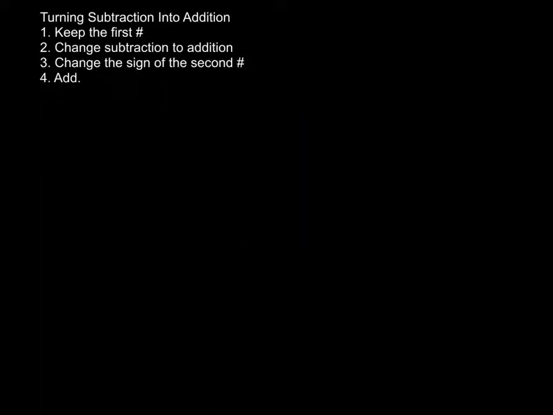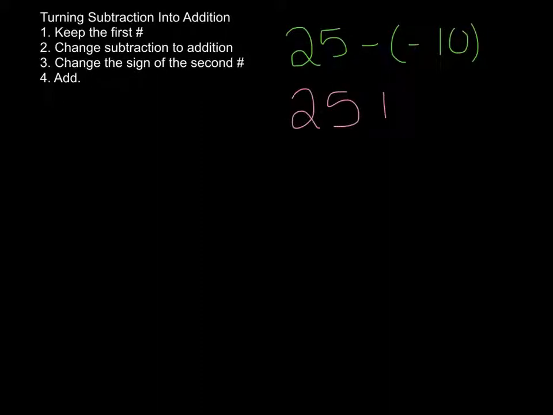I'm going to keep giving you guys examples here, so watch as much of this as you feel you need to understand this concept. So let's say we have 25 minus negative 10. This is one where I would definitely rewrite it as an addition problem. First number stays the same, change subtraction to addition, and then we change the sign of the second number, so negative 10 becomes a positive 10.